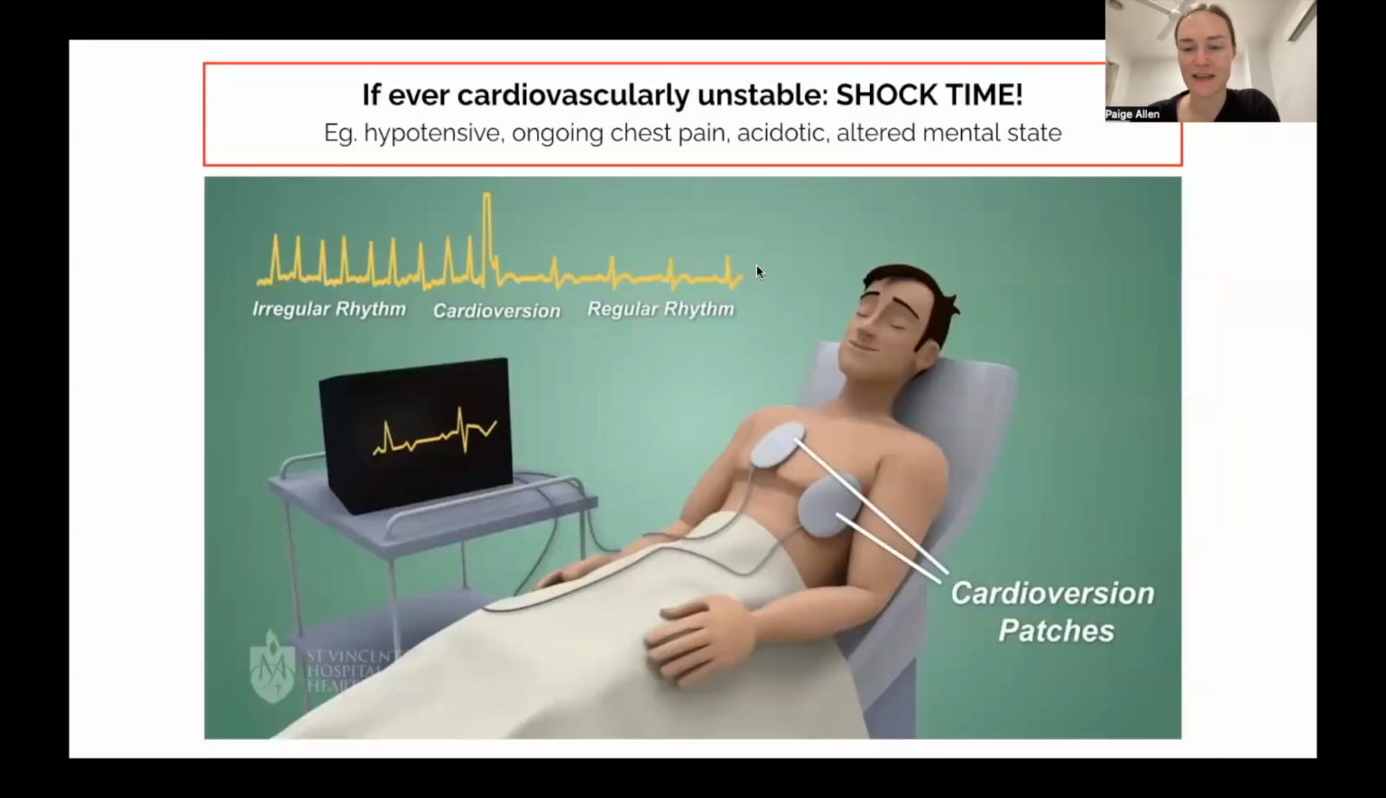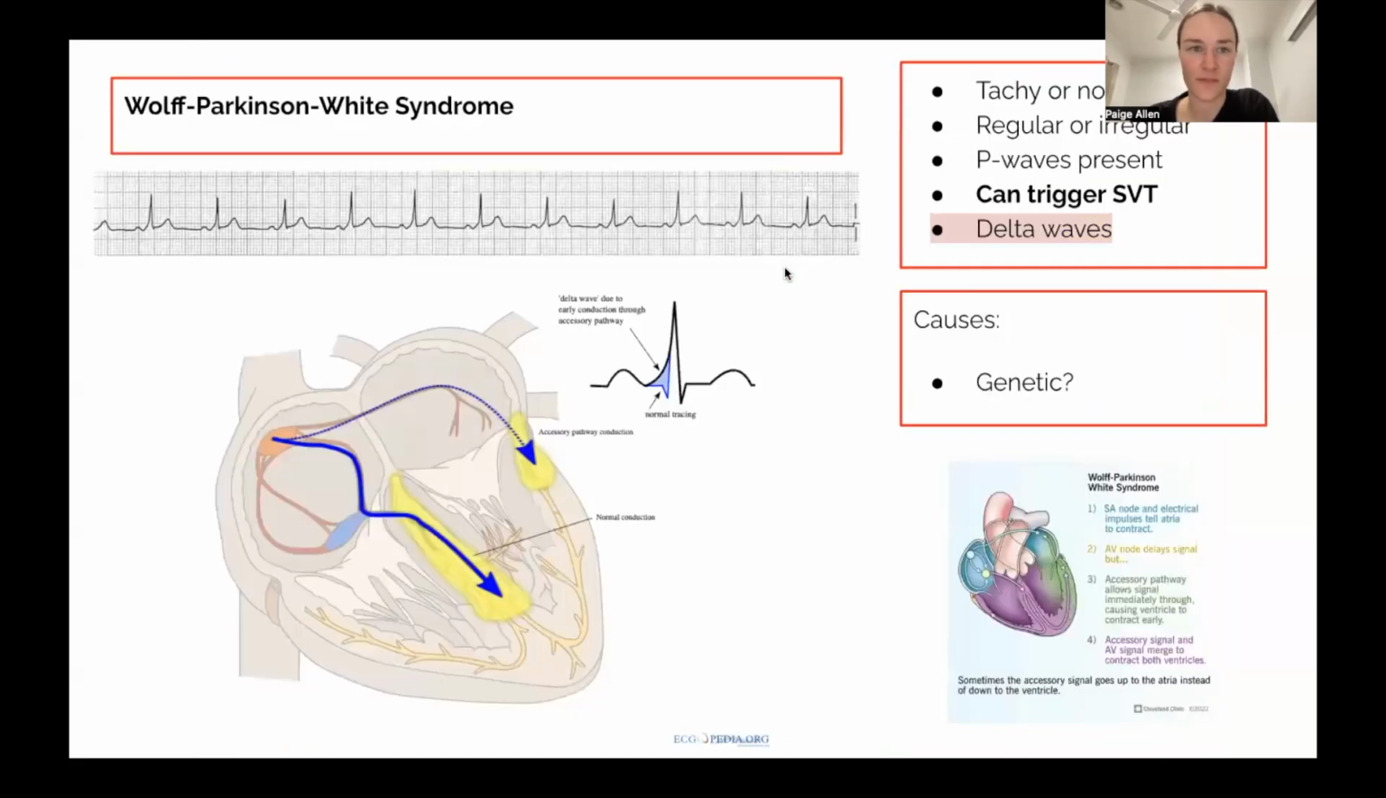All right. And then the rule of thumb, if someone is cardiovascularly unstable, so like their blood pressure is tanking, they're confused, they have really weird VBG, they've got really bad chest pain from this arrhythmia that they're having, generally it's time to do cardioversion.